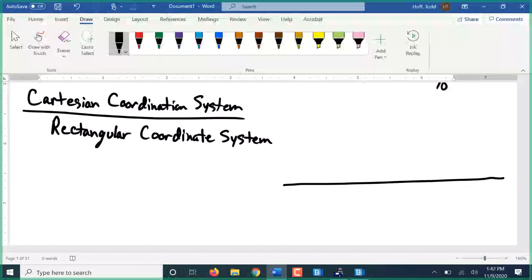So the way Descartes set up his system was he started out with a single number line as always. 0 in the middle, positive numbers going to the right, negative numbers going to the left as always, and he referred to this number line as the x-axis. That axis is going to be used to represent the values of the x value in that ordered pair.